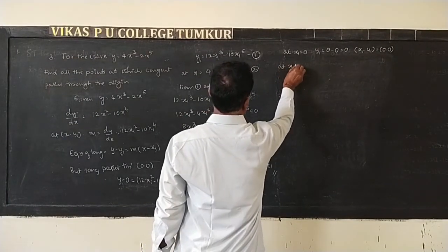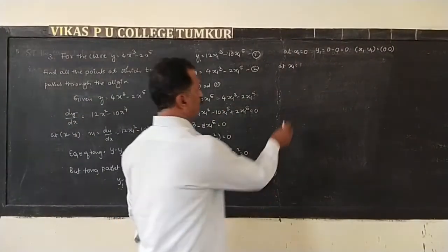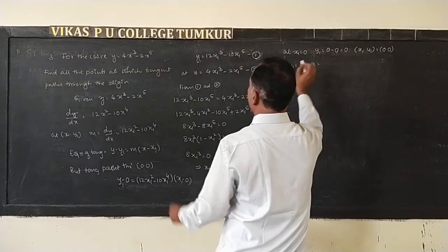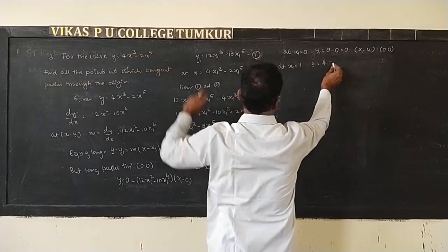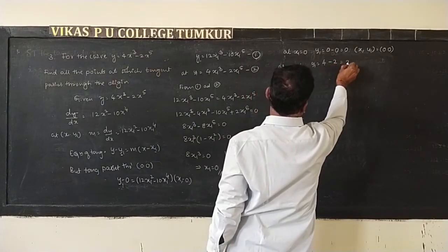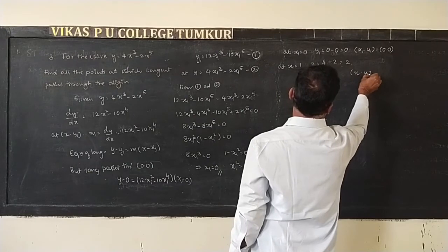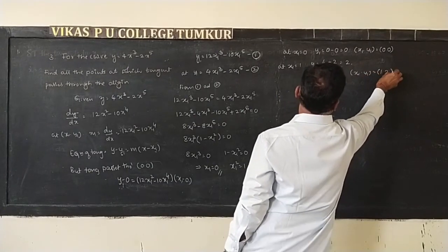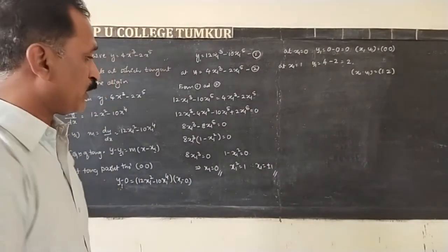At x1 is equal to plus 1, what will y1 be? Your value of y1 is equal to 4 into 1 cube, which is 4, minus 2 into 1 to the power of 5, which is 2. 4 minus 2 is 2. So the second point should be (1, 2). We got two points. Now we will calculate one more point.